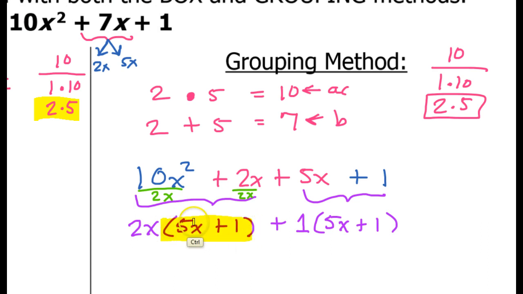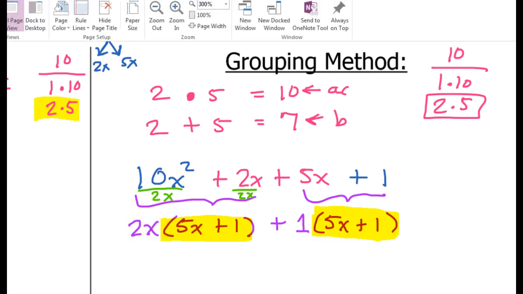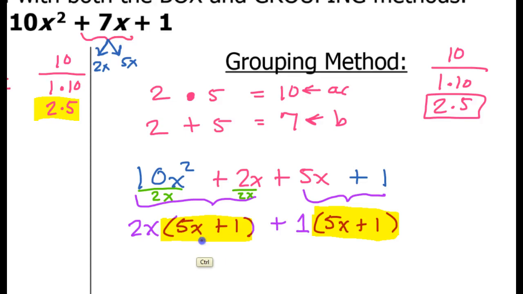So what you need to understand is the parentheses themselves are a GCF. This factor, 5x plus 1, appears twice. This is itself a common factor. So just like we always will take a GCF and put it out front, we're going to do the same thing with the entire parentheses. So we're going to take 5x plus 1 and we're going to put it out front.